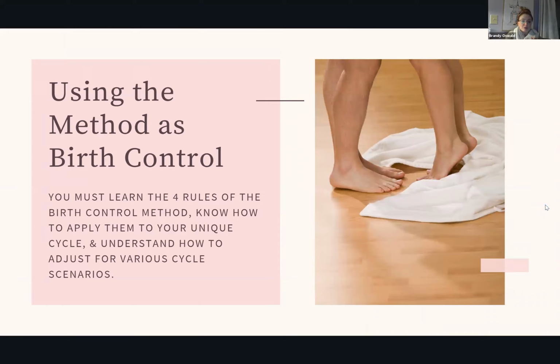So using the method as birth control. Right now, what you've learned so far in this workshop is how to use the sympto-thermal method as cycle tracking, to track your cycle, to understand if you're ovulating, to get a representation of what your hormones are doing, and to really start to assess the health of your cycle and where and if your cycle might need support. To use the sympto-thermal method as birth control, we have to apply 4 rules. There are 4 rules to the method, and we have to know how to apply them to our unique cycles and understand how to adjust them for various cycle scenarios.